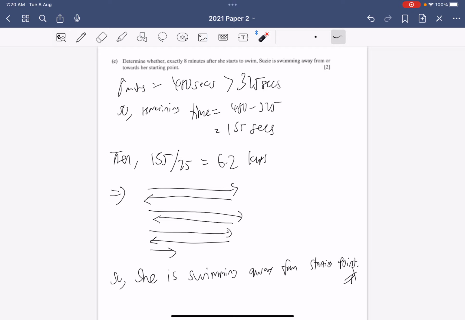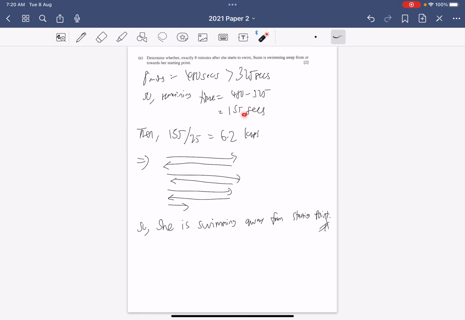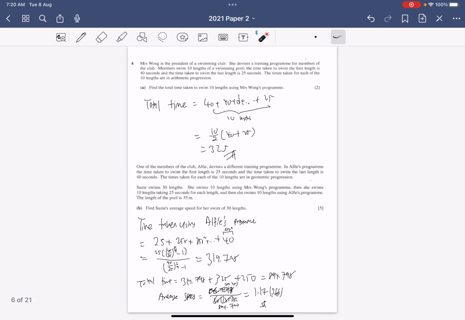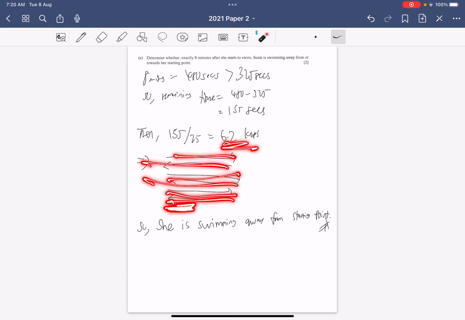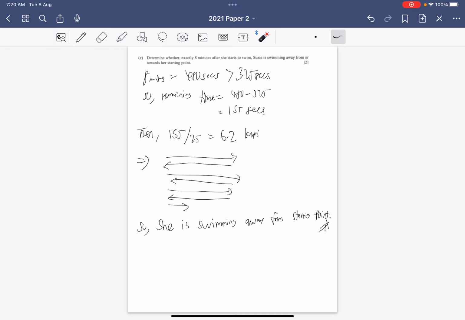If it's in the constant speed part, we know that there's only 155 seconds left, but the constant speed part lasts for 225 seconds. So it must still be in a constant speed lap. So you can just take 155 divided by 25, and so it's 6.2 laps. So you go 1 lap, 2 laps, 3 laps, 4 laps, 5 laps, 6 laps. Then 0.2 will be this way, so she's swimming away. I hope that's clear.